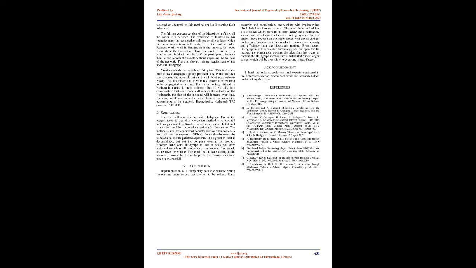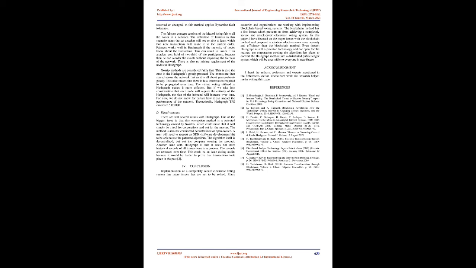Disadvantages. There are still several issues with Hashgraph. One of the biggest issues is that this encryption method is a patented technology owned by Swirlds, which could mean that it will simply be a tool for corporations and not for the masses. The method is also not considered decentralized or open source. A user will need to request an SDK, software development kit, to be able to use the patented algorithm. The algorithm itself is decentralized, but not the company owning the product.